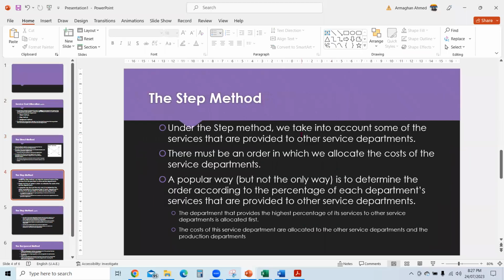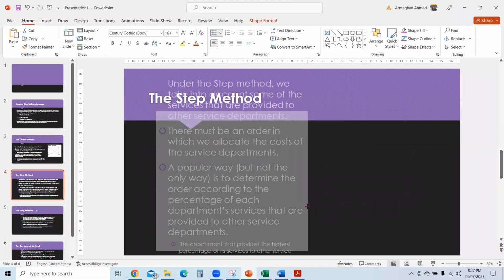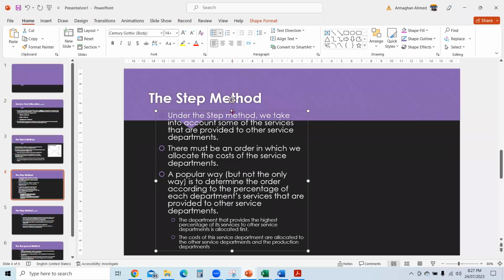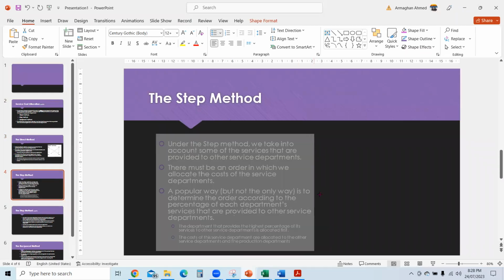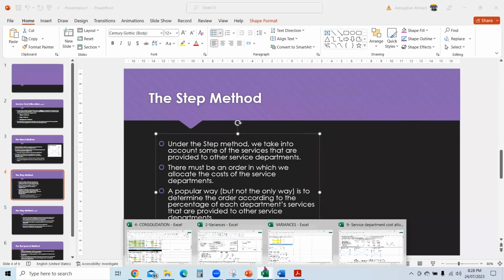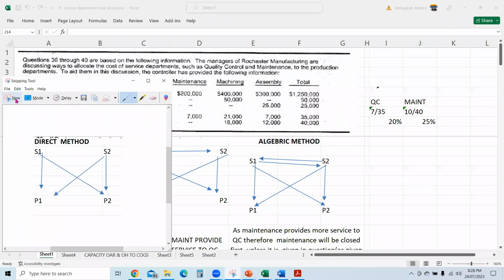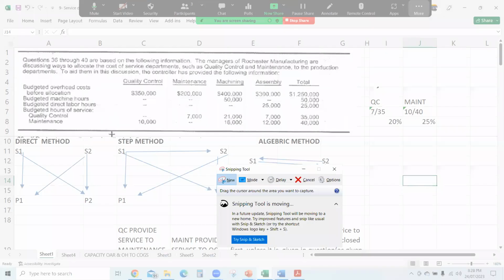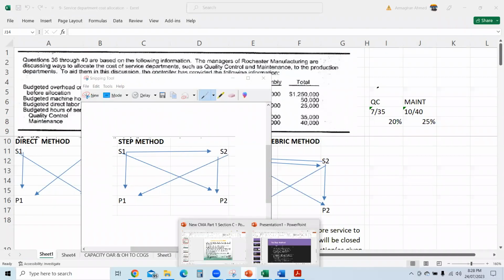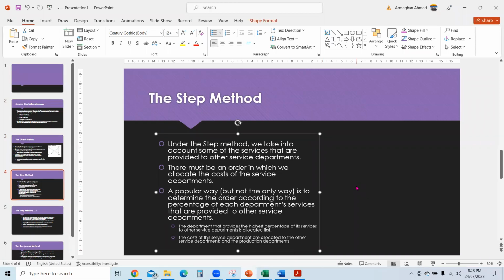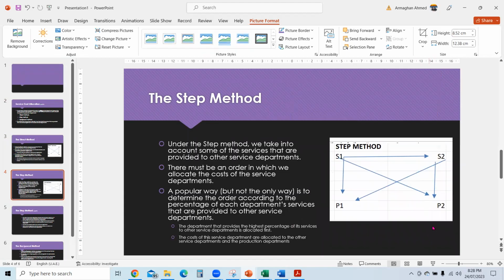The next method is the step method. Under the step method, how will we be allocating the cost? First, the first service department will be providing service to all other departments. But once a service department is closed down, the second service department's cost will not be allocated back to it.